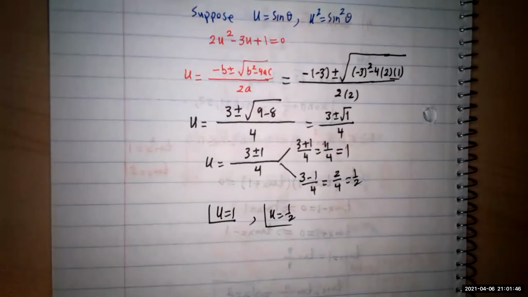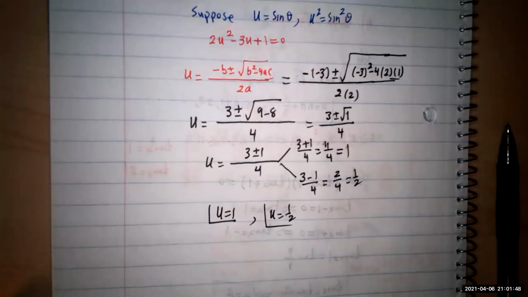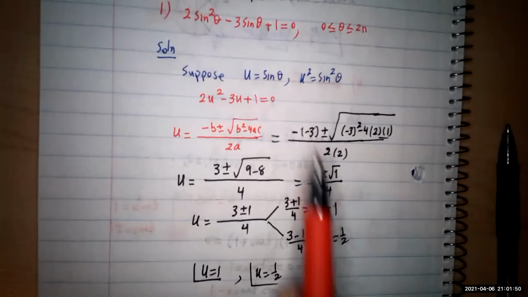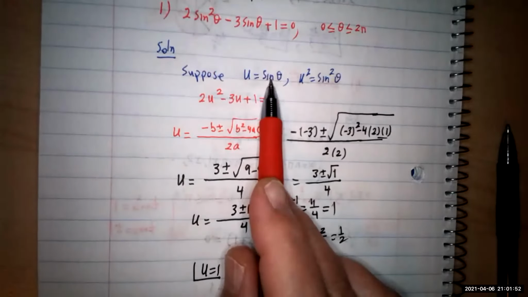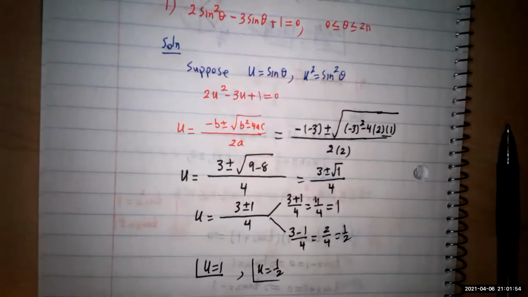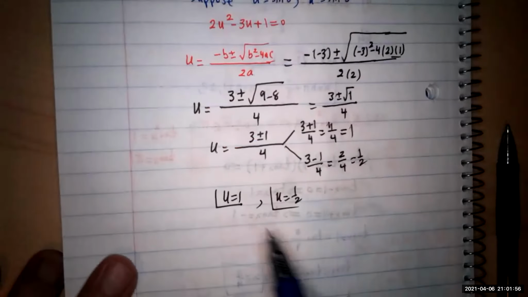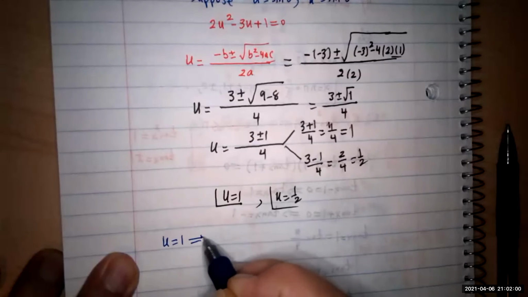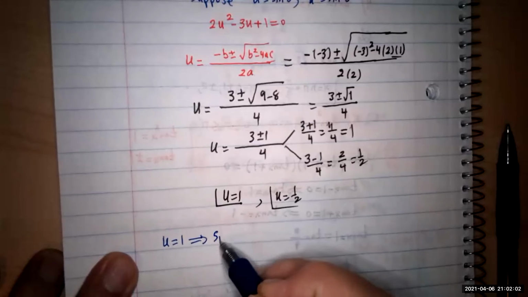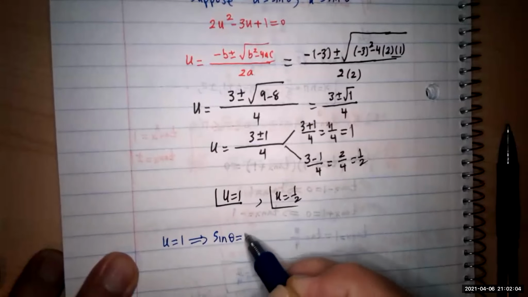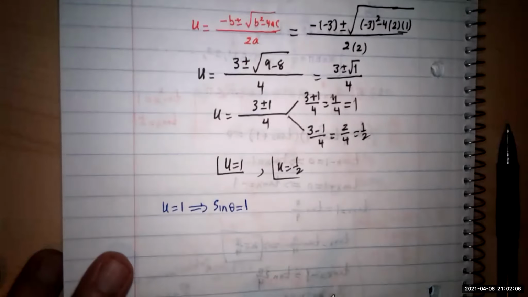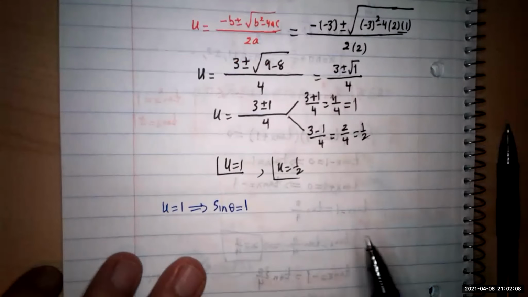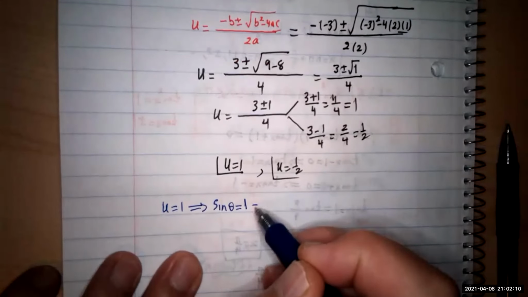But we are not done. What is u? You see, u is sine theta. So you go back and you are going to take care of the sine. Say, okay, u is equal to 1. But what is u? u is sine of theta. Sine of theta equal to 1.